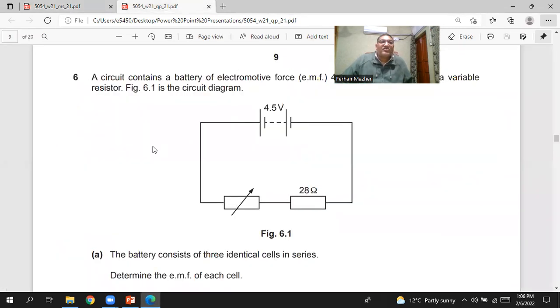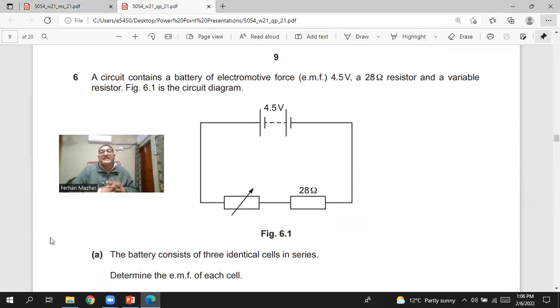The next question is question number 6. Okay, so here we have question number 6. It says a circuit contains a battery of electromotive force, EMF, 4.5 volt, a 28 ohm resistor, and a variable resistor. Figure 6.1 is the circuit diagram. So here you have a 4.5 volt battery, and the EMF of the battery is 4.5 volt. Here you have a resistor which is 28 ohm. Here you have a variable resistor.